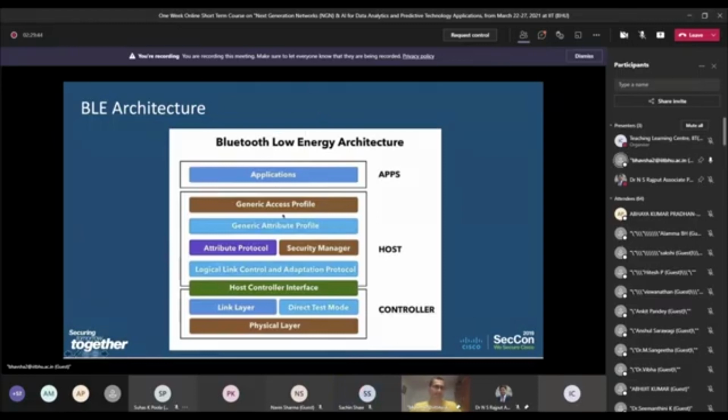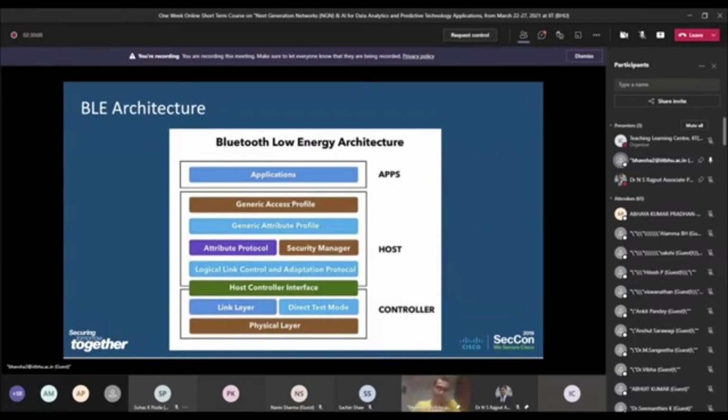So the generic access profile, as I mentioned, just defines the roles. Who is the client? Who is the server? That's its functionality. Between your mobile phone and the Fitband device, the mobile phone would be your client and the Fitband device would be your server. That's what it defines, a role.